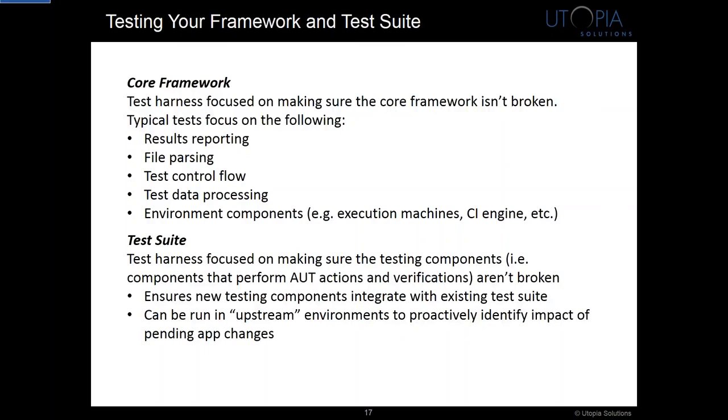We refer to them as smoke tests, since we were getting a lot of questions around why we regression test our regression test. The core test harness just tests the core framework, everything that's independent of the application under test, and I've got some of those activities listed there. The test suite harness itself is essentially an execution of each of the existing test components to ensure that they still work. In some cases, where possible, we run the test suite test harness in upstream environments as a way to proactively identify impact of application changes that are coming downstream.